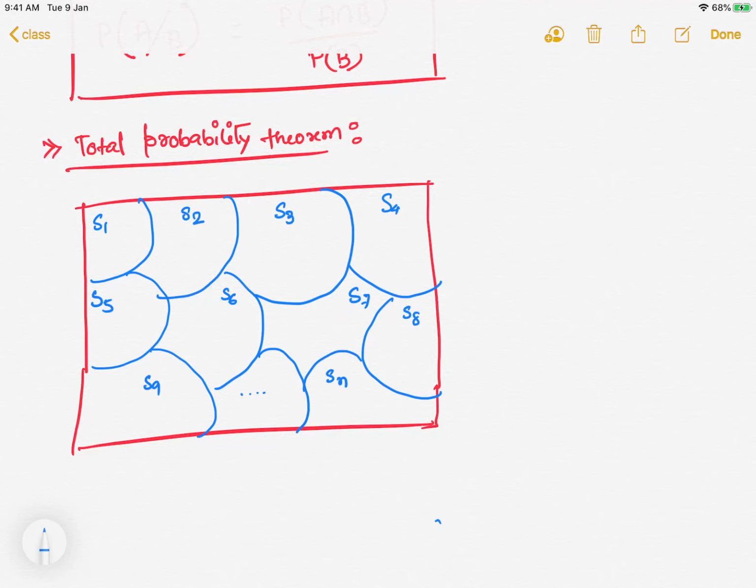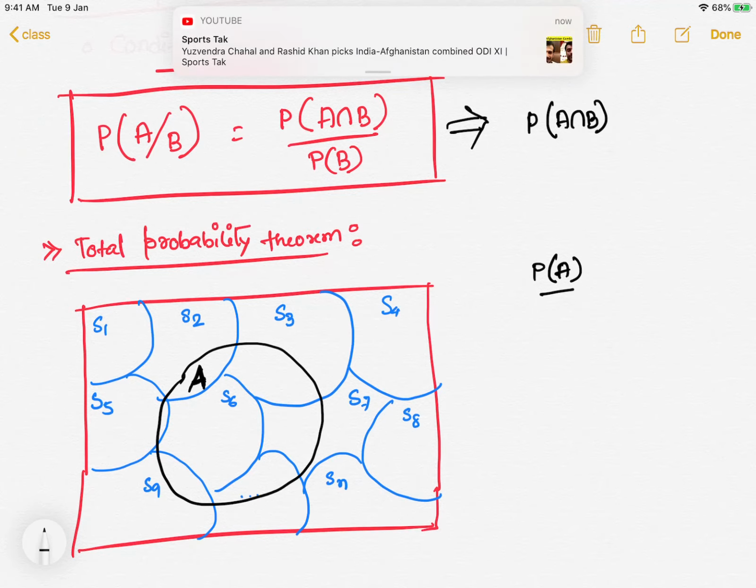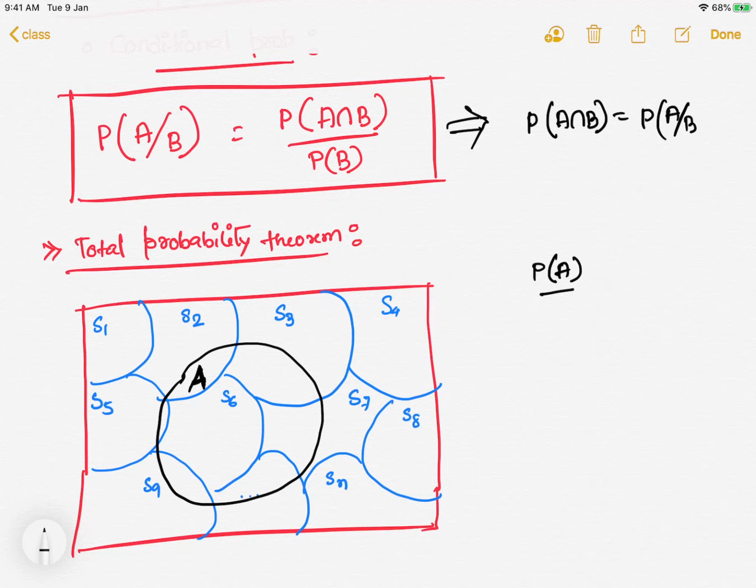and let's take an event A in this sample space. So we have to find the probability of occurrence of A. Now from conditional probability we can write P of A intersection B is equal to P of A given B times P of B.